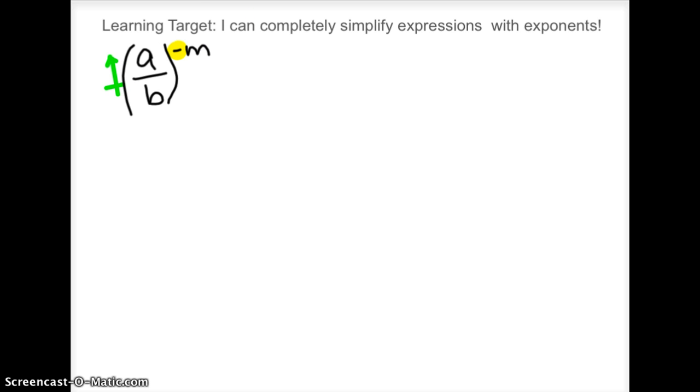Whoops, that key didn't work too well. We want to actually flip-flop the fraction. Let me get this figured out here for a second.